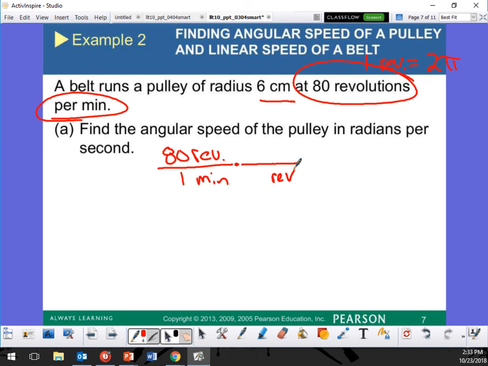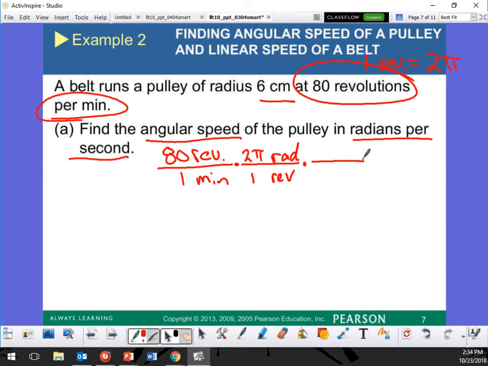What is 2 pi? What units am I using there? Not degrees, radians. So now let's go ahead and put these in. It'll be 1 revolution is 2 pi radians, right? Now this next one, it says find the angular speed of the pulley in radians per second. Radians per second. So what's the problem here now? It's in minutes, right? I need to convert that to seconds. So I'm going to multiply again.